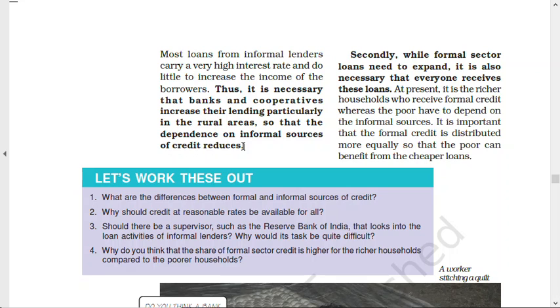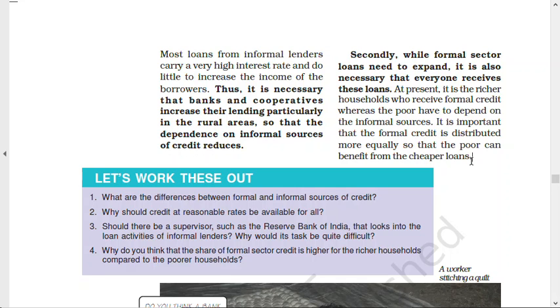And any bank in the market naturally won't be able to survive if it doesn't earn profits, right? So naturally, if they want to lend money, they will make sure that they get the money back in a stipulated time according to the terms of credit, right? Secondly, while the formal sector's loans need to expand, it is also necessary that everyone receives these loans. At present, it is the richer households who receive formal credit, whereas the poor have to depend on the informal sources. It is important that formal credit is distributed more equally so that the poor can benefit from cheaper loans. Okay, so these are important here.